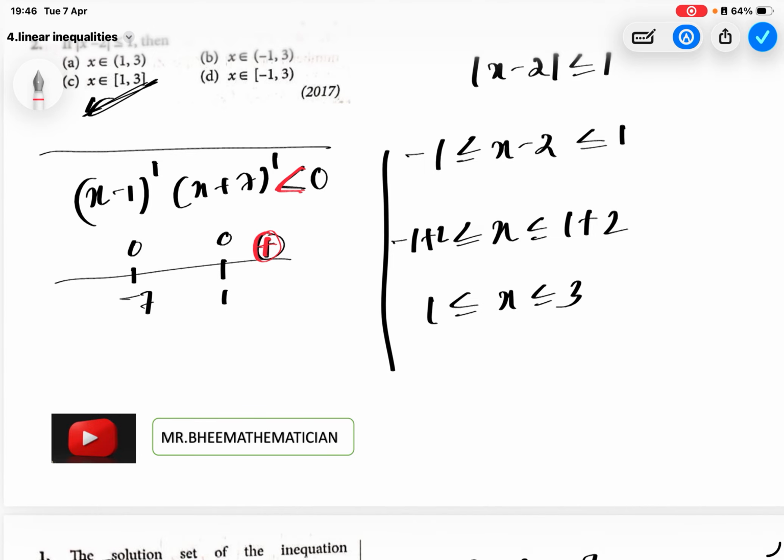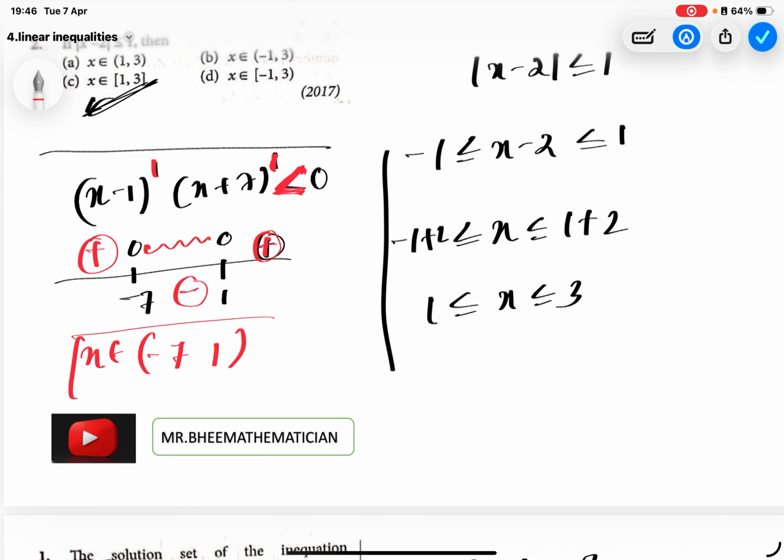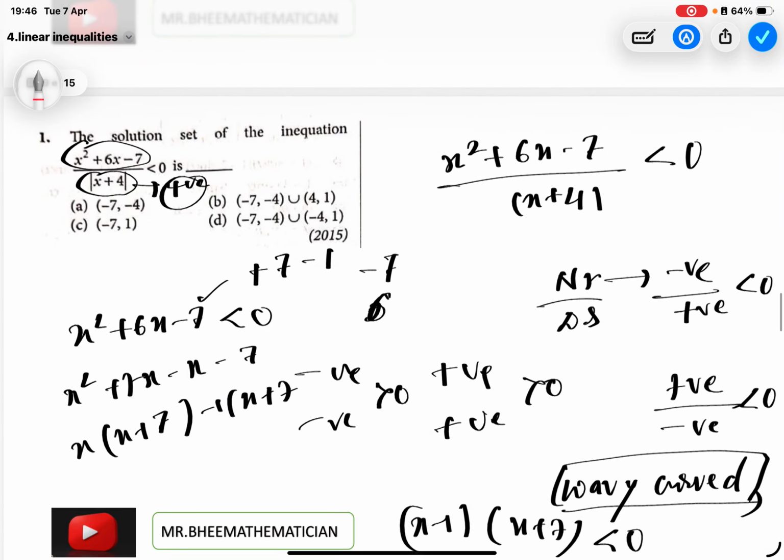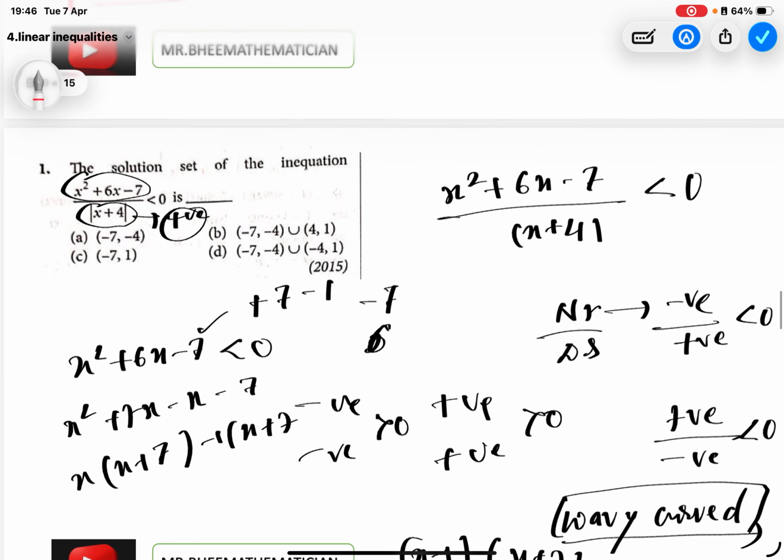Why is it open now? Because it is strictly less than 0. Powers are odd, it means the sign changes, plus becomes minus, and minus 7 is a solution of this one with power 1, so minus becomes plus. We need a negative interval, meaning less than 0, so minus 7 to 1 is the answer. Both are open. So this is the solution. Please go and watch our video. Minus 7 to 1, this is the solution.